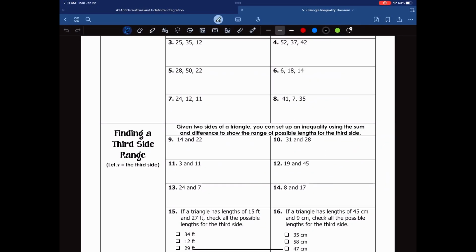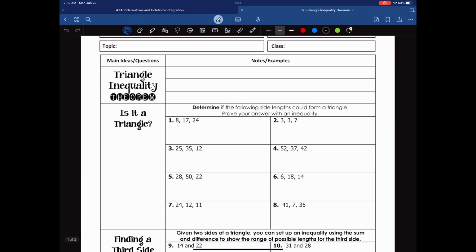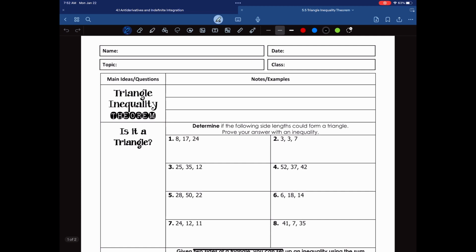Hi, everyone. Today we're going to be talking about the triangle inequality theorem. I'm going to go over basically just the first part of this, and then we're going to do the whole thing tomorrow when we're back.